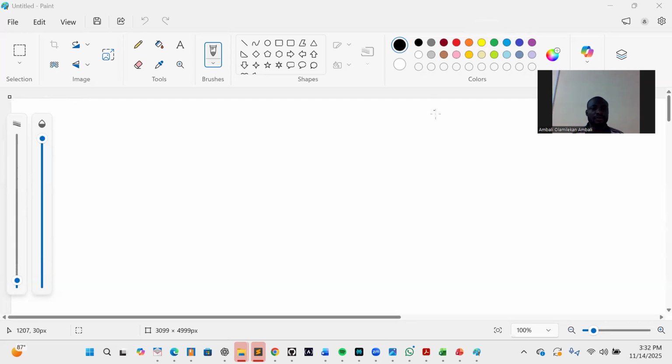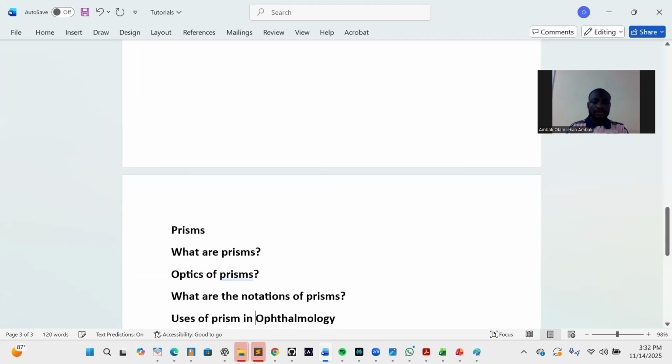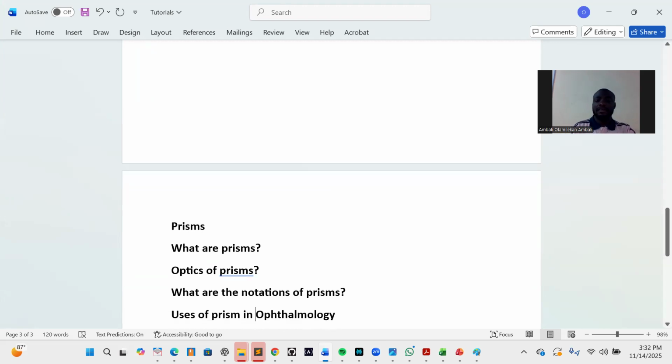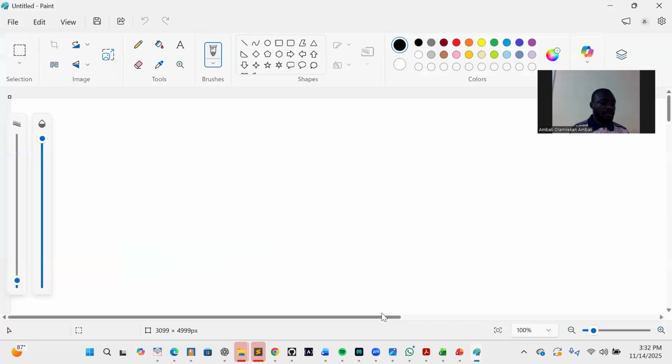Hi everyone. So today we'll continue with prisms. These are the questions they can ask in prisms: what are prisms, the optics of prisms, the rotations of prisms, and the use of prisms in ophthalmology. However, the other part of the prisms I will be talking about is what is commonly asked in MCQ.